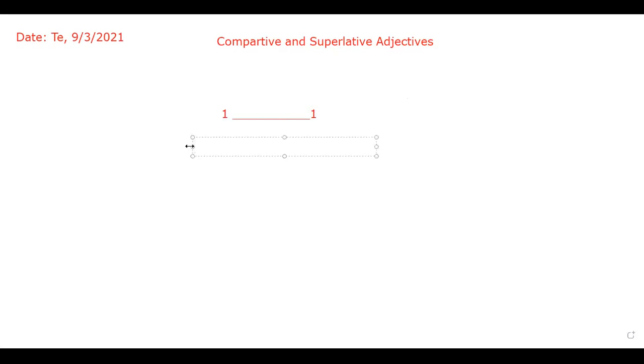Like, for example, who can give me an example for that? If I want to compare, for example, smart, let's say Tala is smarter than, let's say, for example, Noura. Okay, Tala is smarter than Noura. So here I'm comparing between two people. Who are those people? Tala and Noura. And I have the adjective smart. Smart is the adjective that I want to talk about.